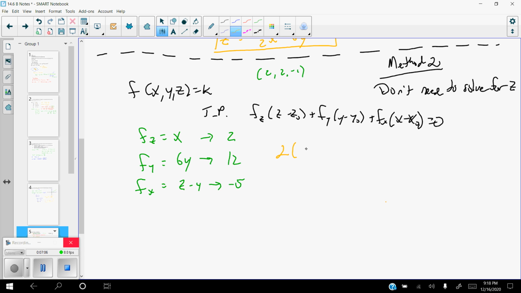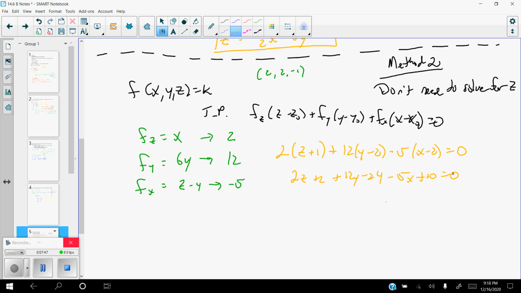Fz, 2, times z minus z naught, which is going to make it z plus 1, plus Fy, which is 12, times y minus 2, plus Fx, negative 5, times x minus 2 equals 0. So let's go ahead and distribute this and see that it's basically the same thing that we had before. So then we're going to get 2z plus 2 plus 12y minus 24 minus 5x plus 10 equals 0.